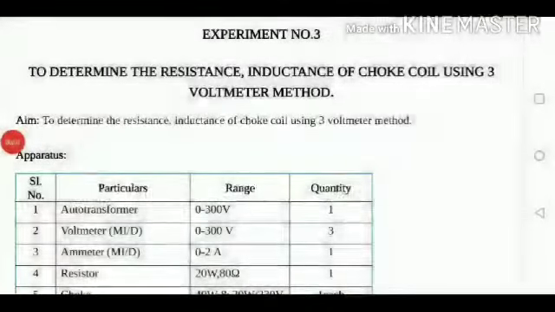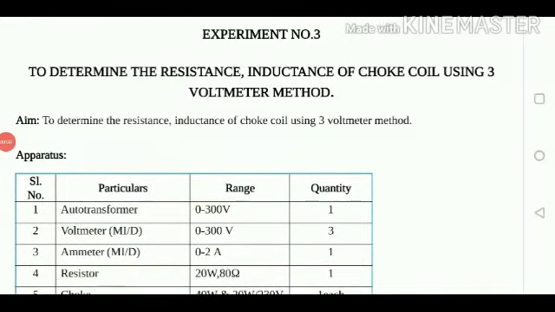So this is the third experiment, or experiment number 3, of the basic electrical lab. Here the basic aim or objective is to determine the resistance and inductance of a choke coil using the 3-voltmeter method.